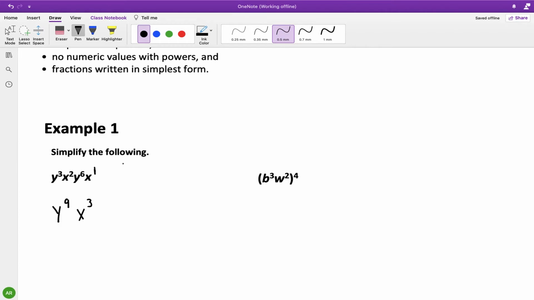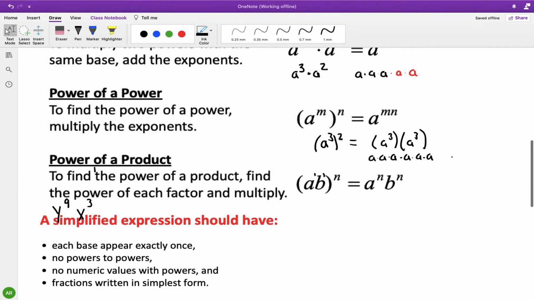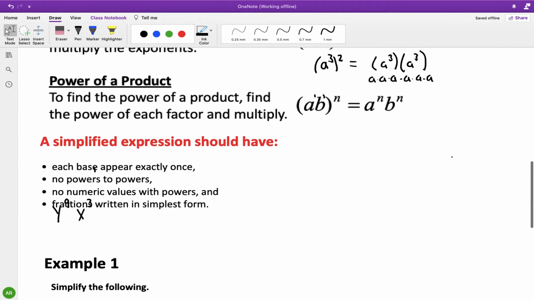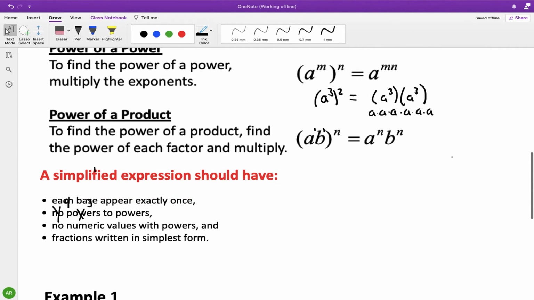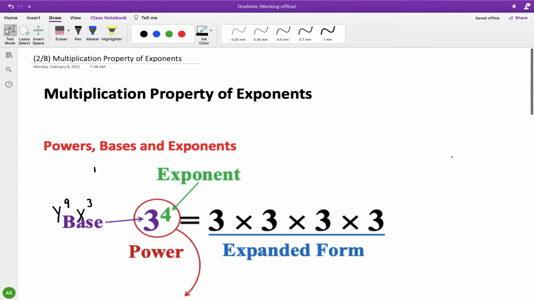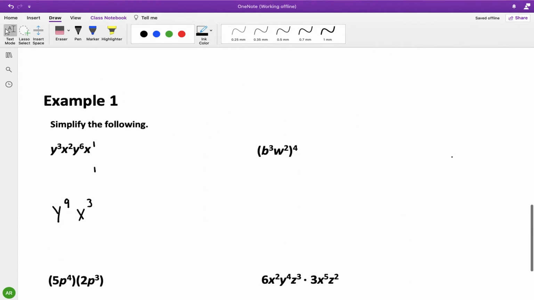Doesn't really matter. All right, now the second one we're looking at, this is an example of a power of a power, right? It's got a little bit of power of a product built into it as well, because we have multiple things we're looking at the same time.